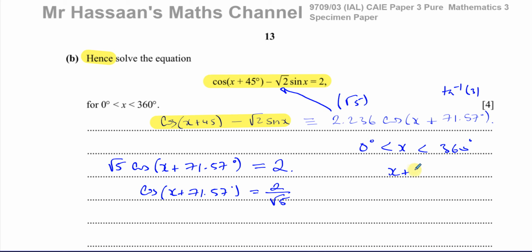Whatever it says here, this has to replace it. So x becomes x plus 71.57. Now, what do you do to the x to make this happen? Well, you have to add 71.57. So here you have to add 71.57 to 0, so you have 71.57. And here you have to add 71.57 to 360. Okay, so that's going to be, I think, 341.57.